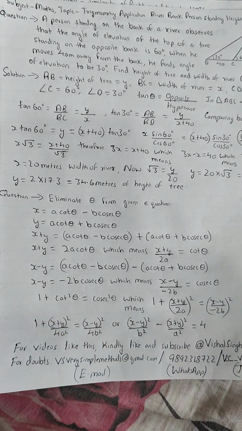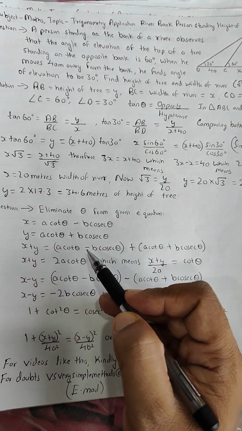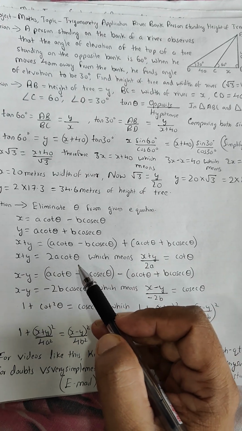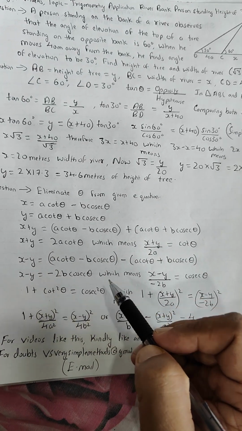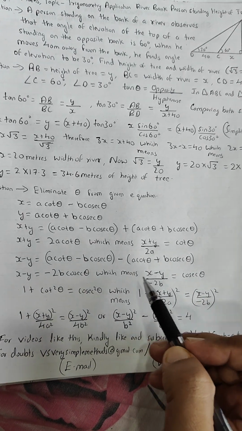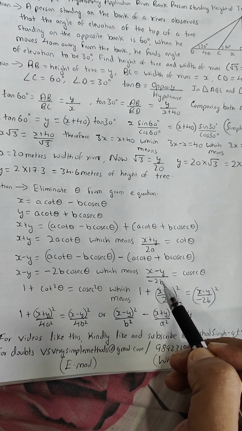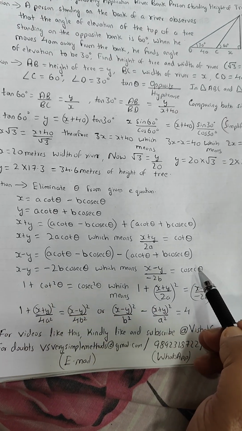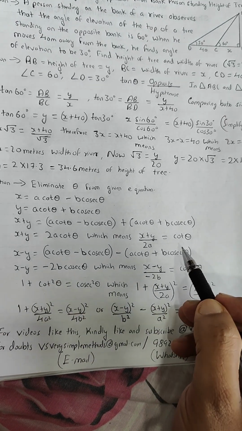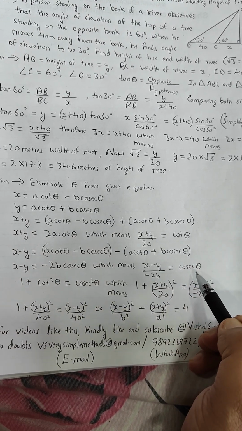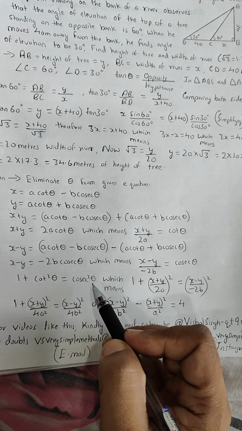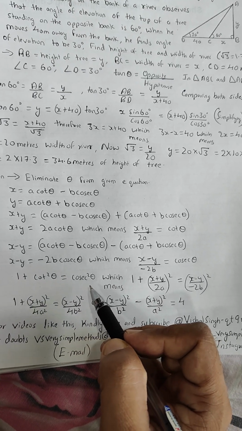Now this means that a cot theta minus b cosec theta we have already. So we have minus 2b cosec theta, which means x minus y upon minus 2b. Minus 2b goes over here. x minus y upon minus 2b is equal to cosec theta. Cot theta term we have, cosec theta term we have. 1 plus cot square theta equal to cosec square theta. This is a standard trigonometric identity.